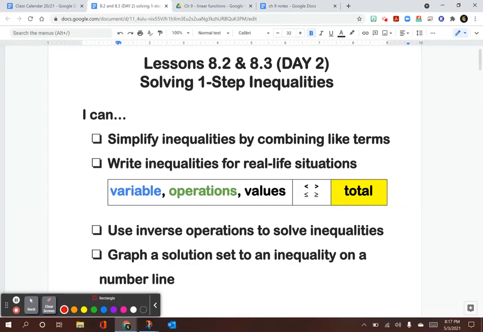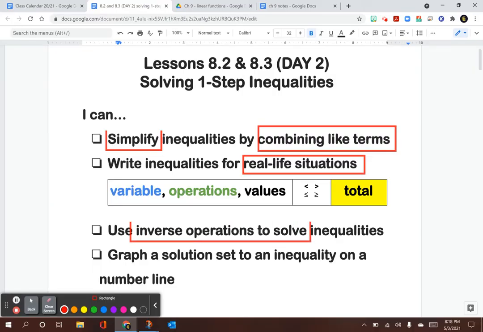Welcome back, mathletes. So we have our second day of solving one-step inequalities. Our focus today will be mostly on simplifying those inequalities first by combining those like terms, a skill that we've used before in our equations chapter. And then we'll also focus on real-life situations or story problems. Once we have them written, then we'll go back and we'll use those inverse operations to solve them. And of course, we'll graph that solution set because inequalities have more than one value that makes them true.